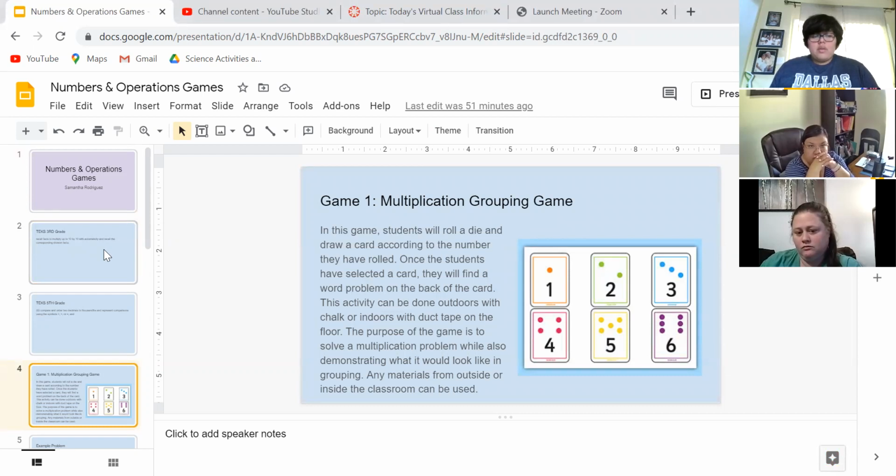So the activity, I was thinking it could be done either outdoors or inside of a classroom. I'm going to show you guys what that would look like outdoors. The activity would use chalk, and you could create groupings for the multiplication problems, or use duct tape on the floor to create these groupings. And you can use any material inside the circles if you'd like.